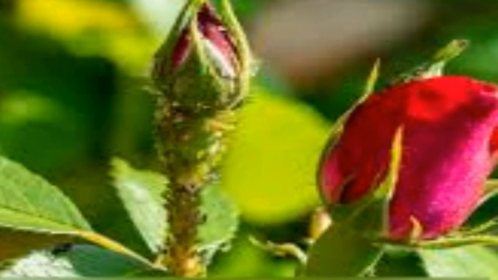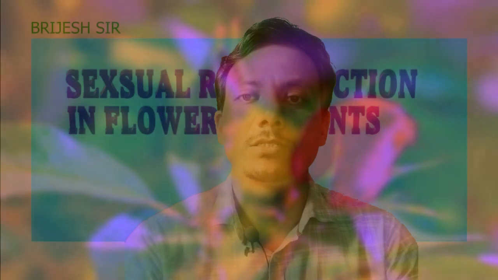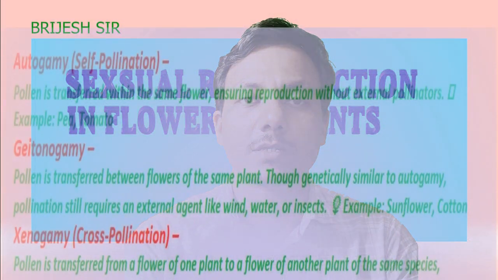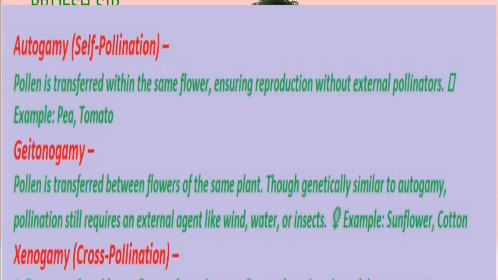The second type of pollination is geitonogamy, the pollination between flowers of the same plant. Pollination needs an agent, but genetically it's similar to autogamy. For example, maize plants. The third type of pollination is xenogamy, also known as cross-pollination.